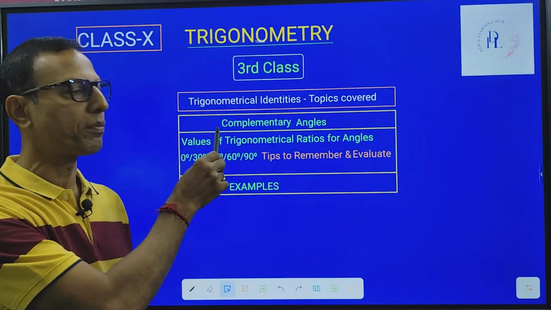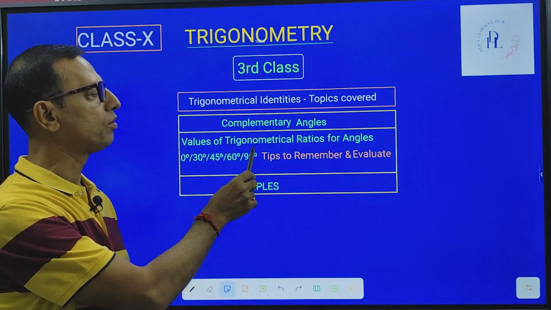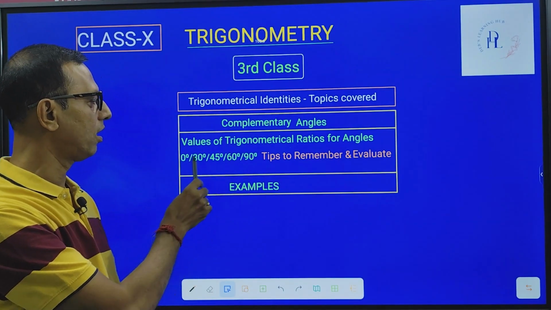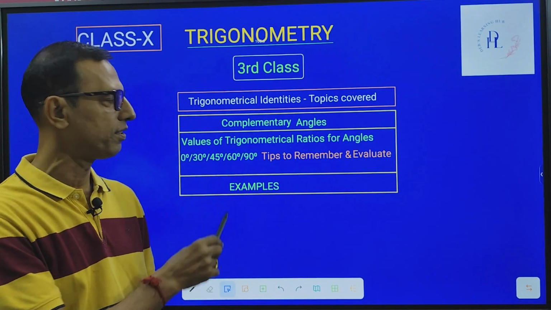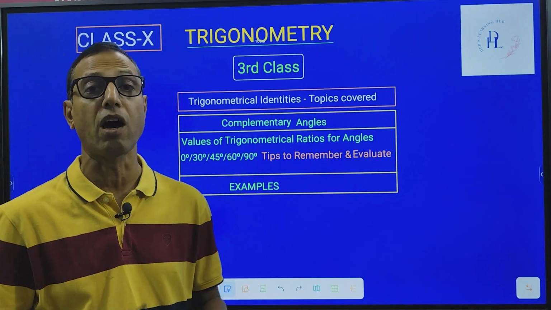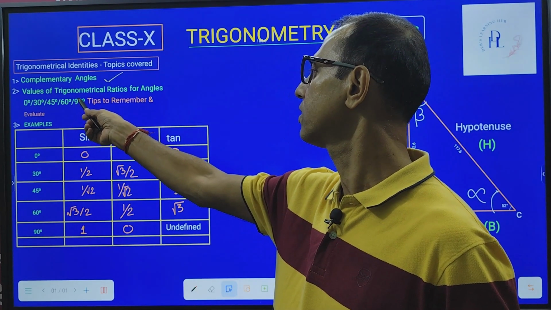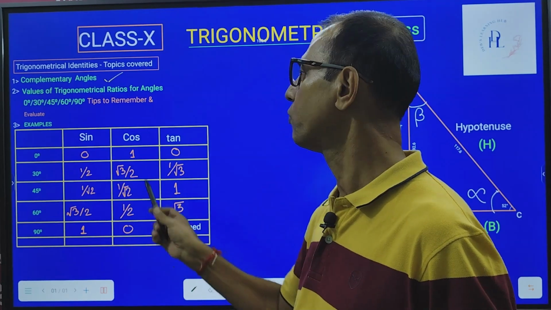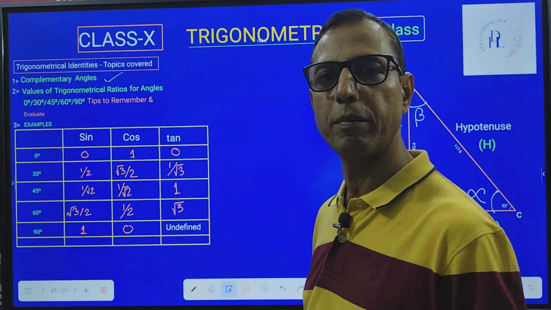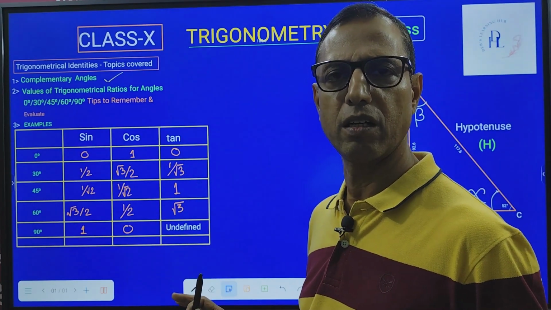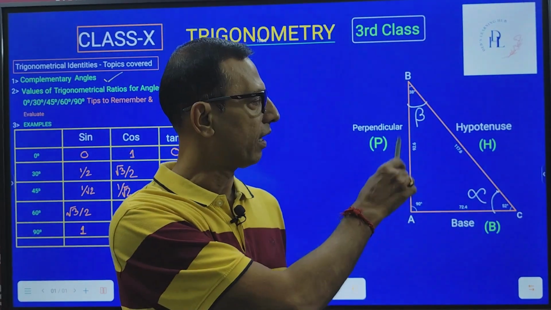The values you already know from class 9, but still I will cover this topic here itself, and I am going to give you tips on how to remember the values for these angles, just for your fundamental understanding of how the values from 0 degree to 90 degree are actually coming. The topic is values of trigonometrical ratios for angles 0 degree, 30 degree, 45 degree, 60 degree, 90 degree. All these values you already know. What I am going to tell you is the tips to remember and how these values are actually coming, the evaluation of these values. A couple of trigonometrical values for these angles I will show you from this triangle figure, right?